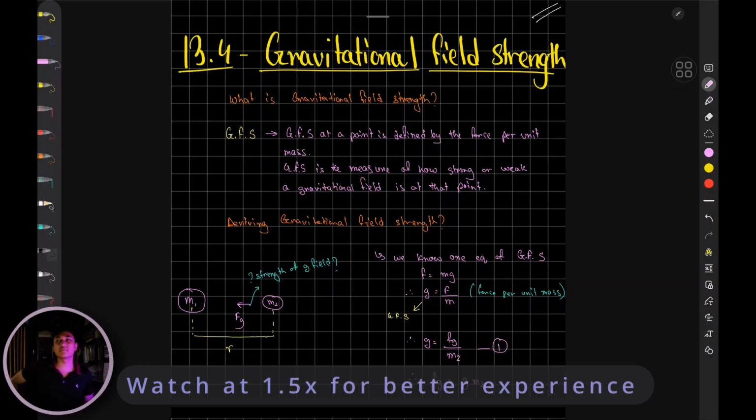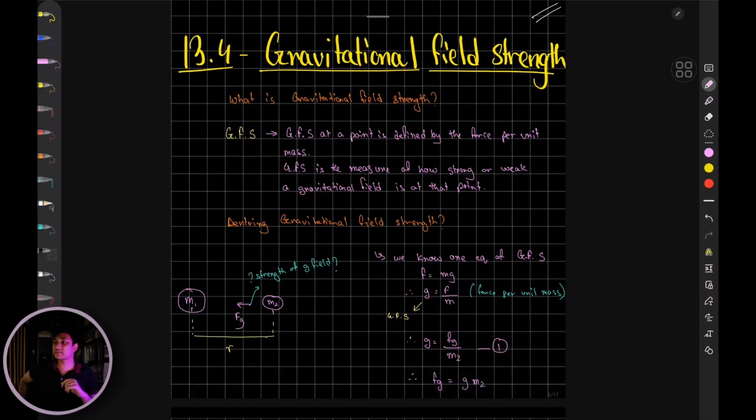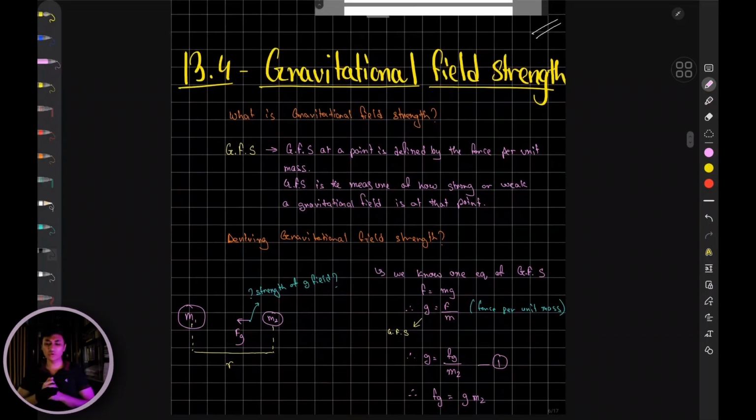Up till now, we learned how to find the orbital velocity, how to find the force between two point masses, and what different types of orbits are: polar orbits, geostationary orbits, and how to achieve those orbits. We also learned about Kepler's law, how radius and time period vary, and in the case of orbits, how circular motion is related to gravitational force. In this video, we're going to learn about gravitational field strength.